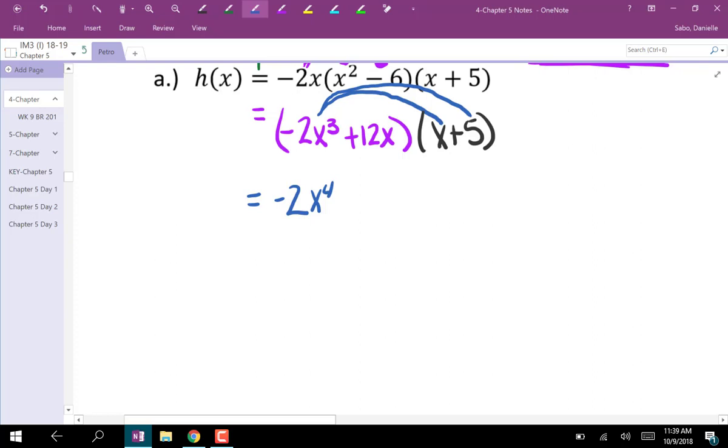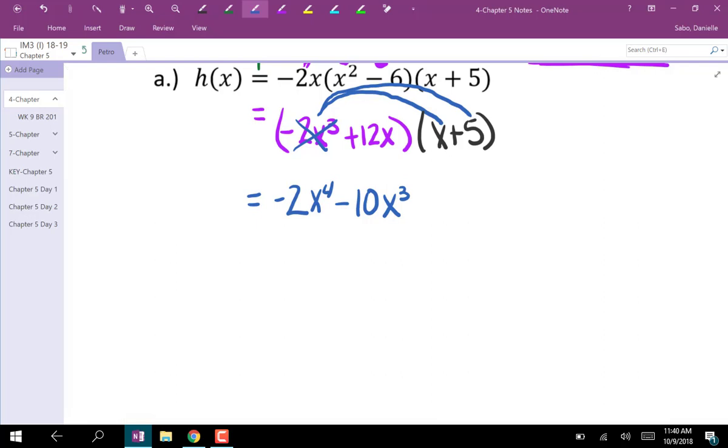What do you think? Negative 10x cubed. Very good. This guy's done. Okay, we're done with him. Sometimes people like to cross it off to make sure that you know that you did it. You don't have to. Sometimes I do it to make sure that I took care of it.